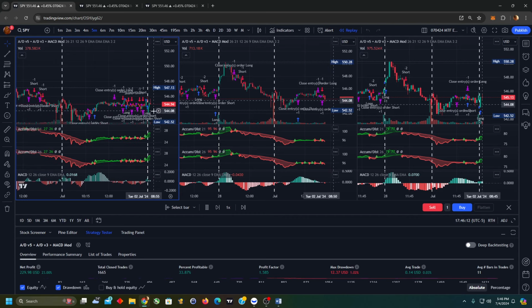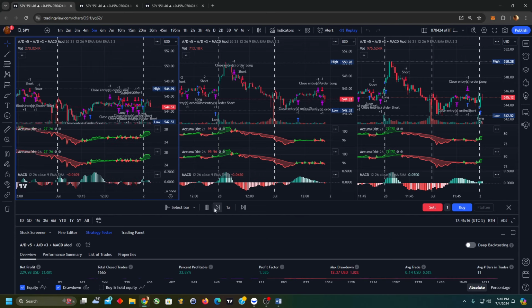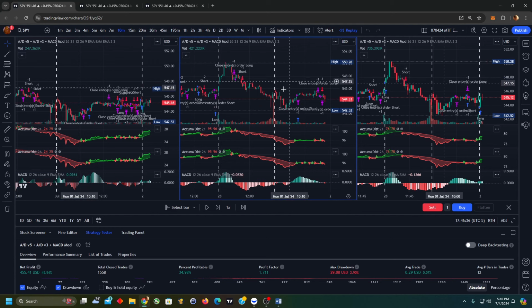So there's Tuesday morning. Right? And we have positive momentum on the MACD, positive accumulation distribution on both of the differently set AD parameters. This is on the 5-minute.